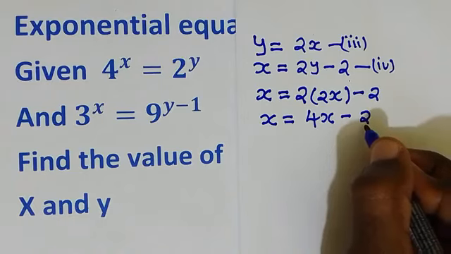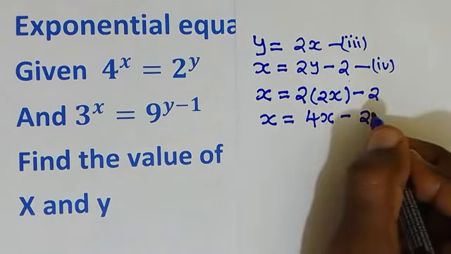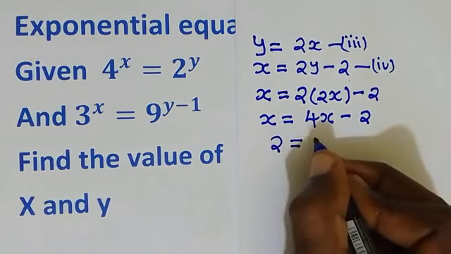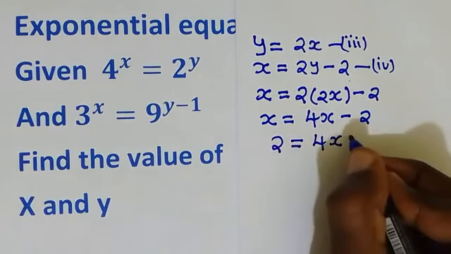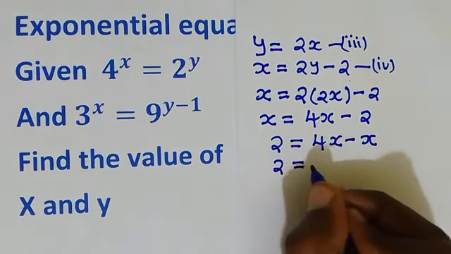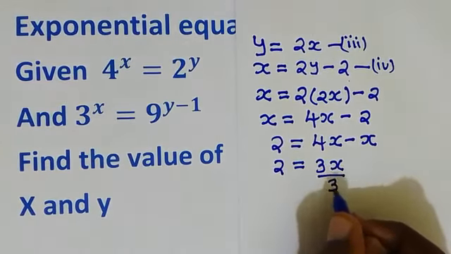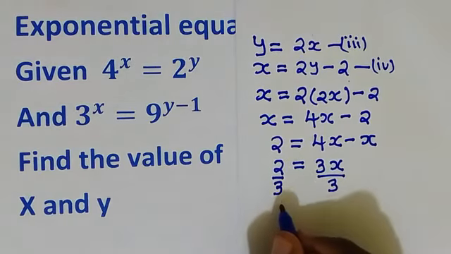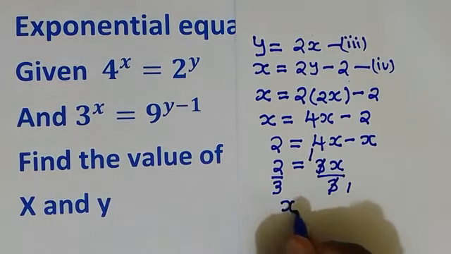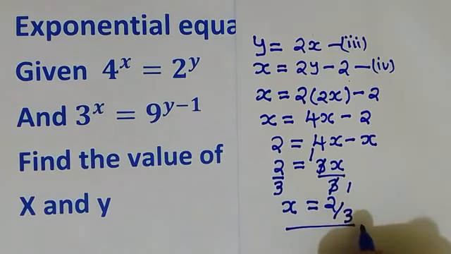I'm going to collect the like terms. That is, I'll take minus 2 to the left and x to the right. So we are going to have 2 is equal to 4x minus x. That is 2 is equal to 3x. I'll divide both sides by 3. That is x is equal to 2 over 3.